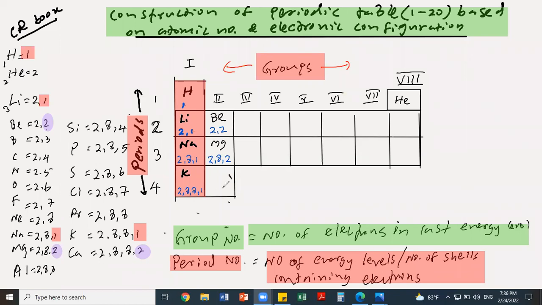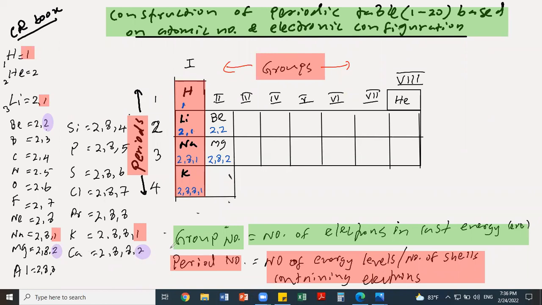Now calcium. Calcium outermost, how many electrons? 2 electrons. Therefore group 2. To which row does it belong? The fourth row. Why? There are 4 energy levels here: 1, 2, 3, 4. Electrons are in how many different shells in calcium? Look at the last element.